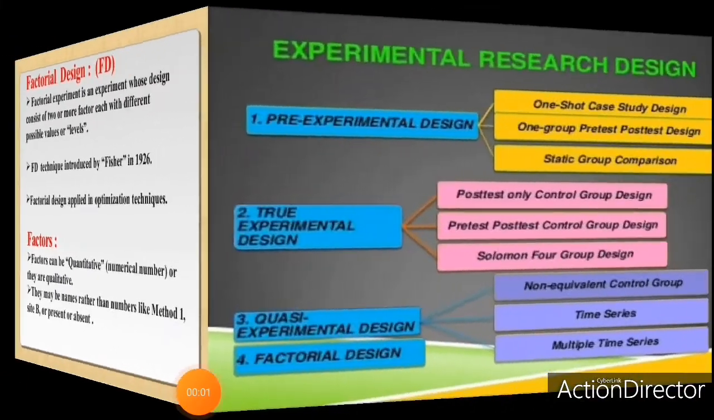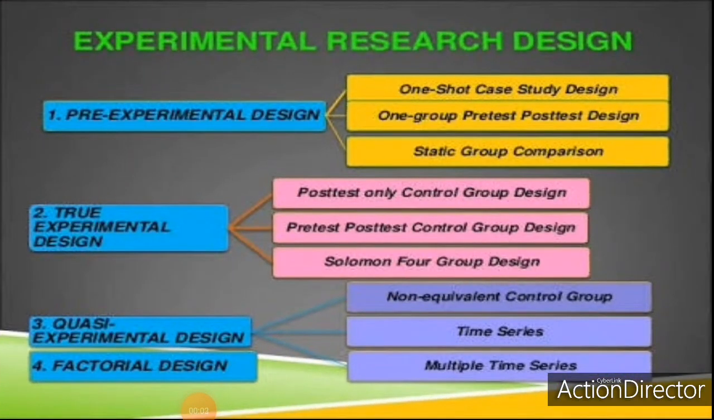So students, in this video we discussed 2 important types of experimental research design. They are quasi-experimental research design and factorial design. These 2 designs are most commonly used in experimental research. So once again, experimental research design has 4 classifications. They are pre-experimental research design, true experimental design, quasi-experimental design, and factorial design.